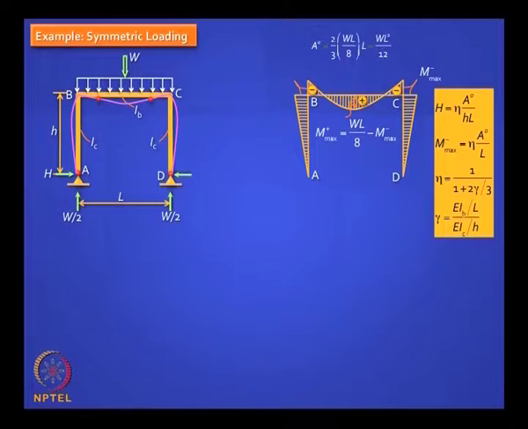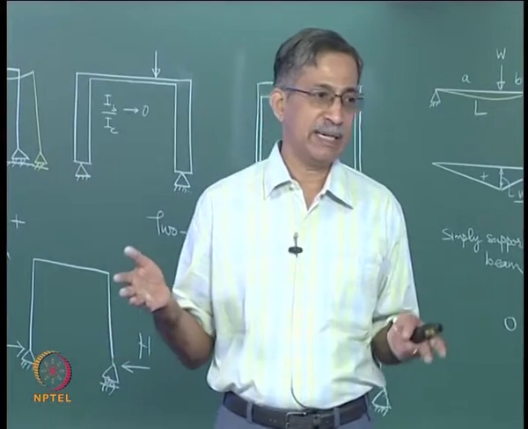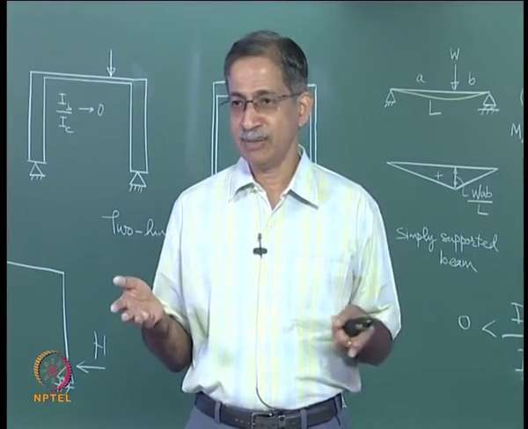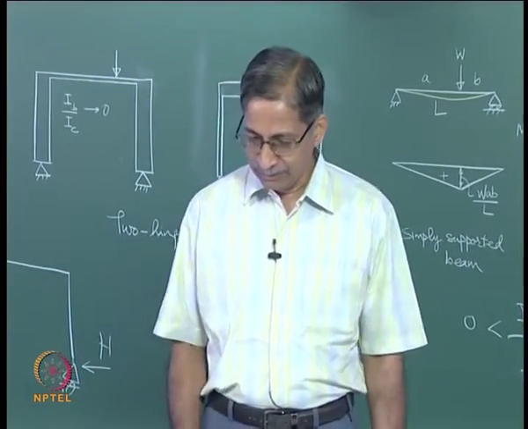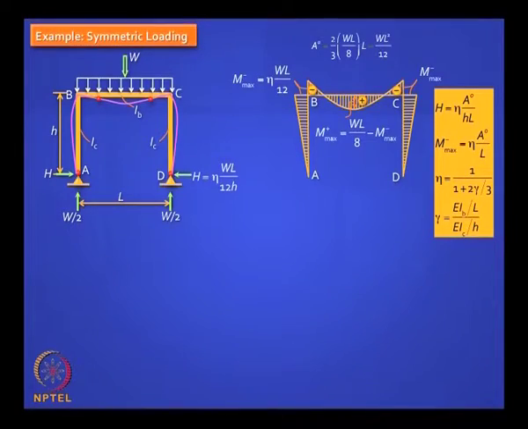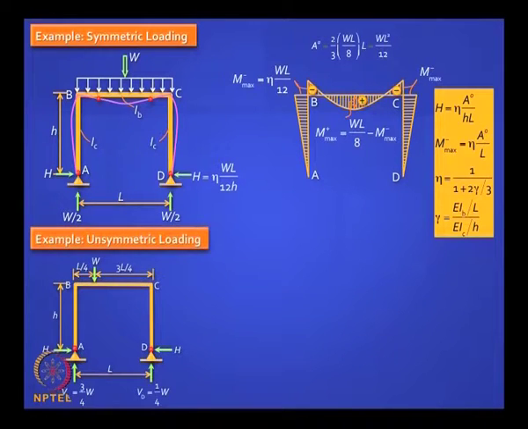Now WL by 12 reminds you of what? The fixed end moment. So it is the other extreme. So it is a fixed end moment into a parameter eta which can vary from 0 to 1. So the highest moment you can get is that of a fixed beam, and the lowest is a simply supported beam. So it is a very simple calculation, and your bending moment diagram at the mid span will be WL by 8 minus whatever value you get here, clear, because it just gets lifted up.